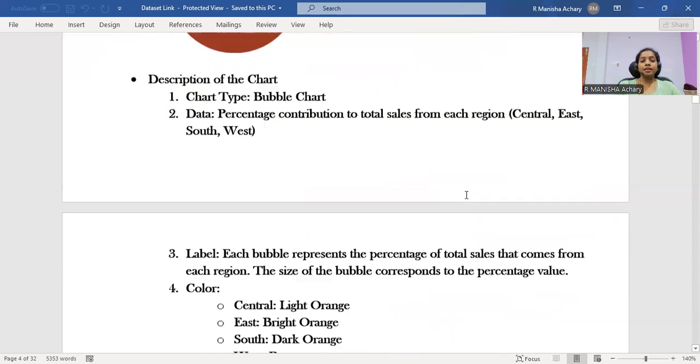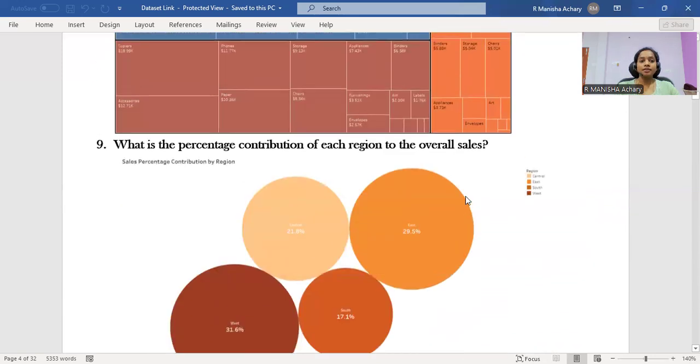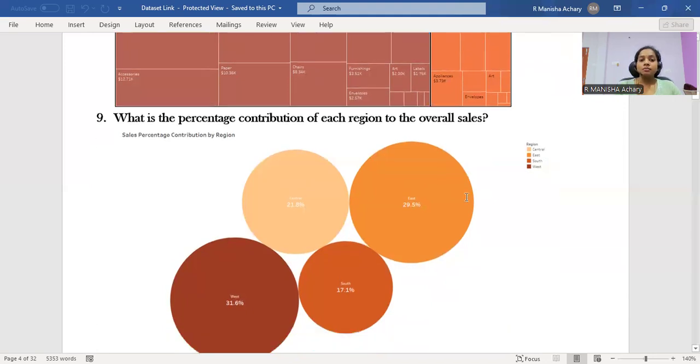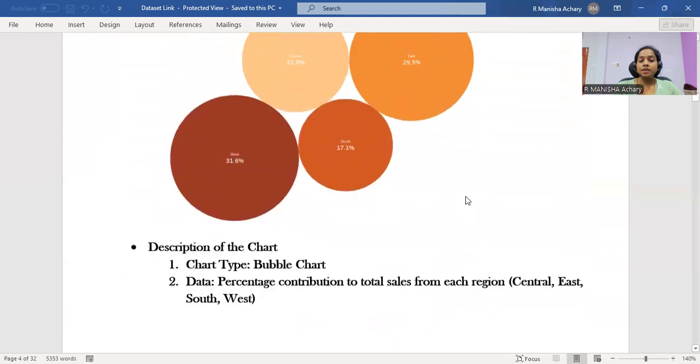In the next chart, this is the percentage contribution of each region to the overall sales. Because there are only four regions: East, West, South, and Central, that's why I have used a bubble chart. Chart type: this is a bubble chart.